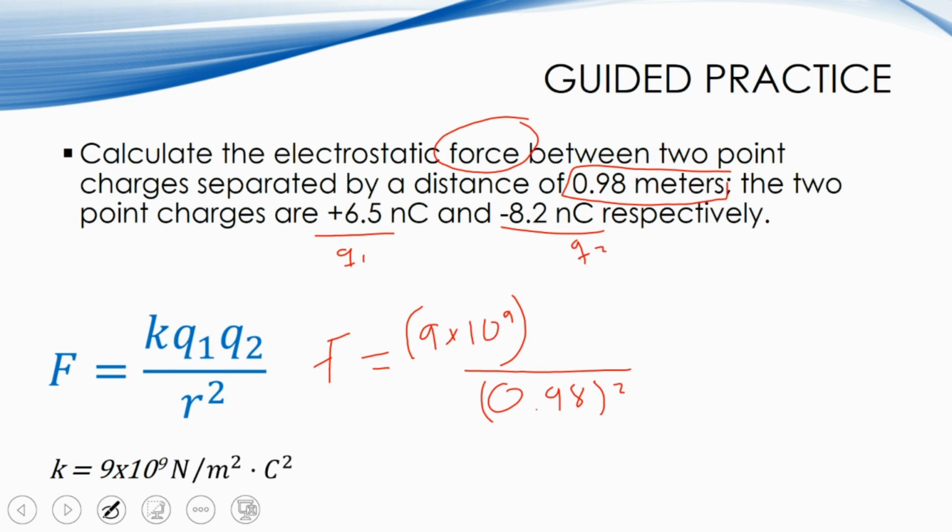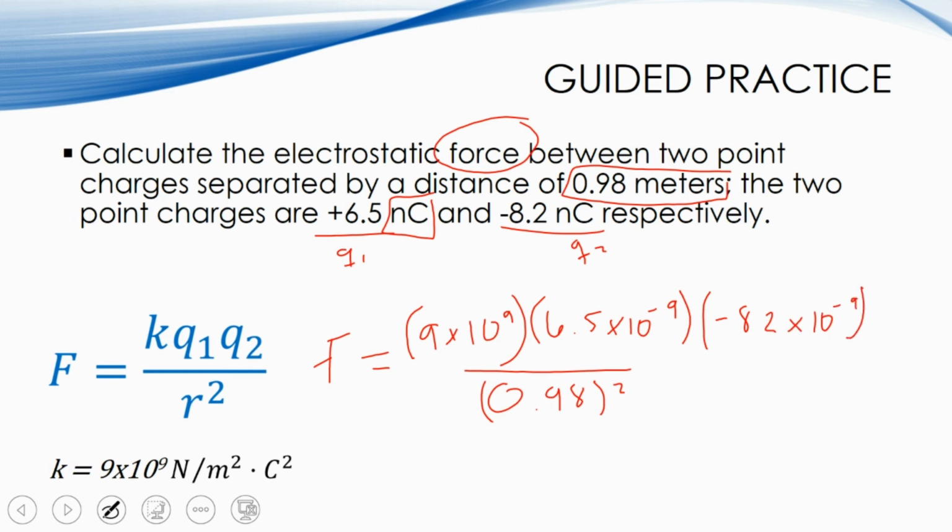So let's go ahead and put in 6.5. Notice, however, that here on the question you were told that this is nanocoulombs. So what we need to do is multiply that by the order of magnitude that I was talking about earlier in the lesson when I talked about the metric system. So that would be times 10 to the power of negative 9. Now for the other point charge, that would be negative 8.2 times 10 to the power of negative 9.